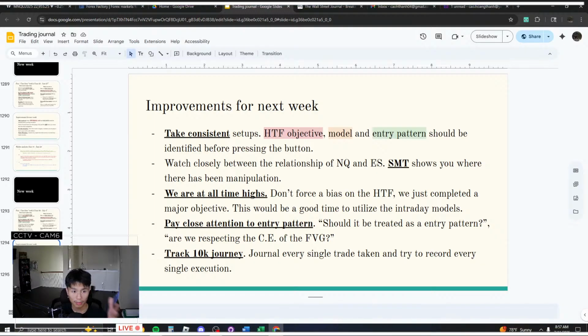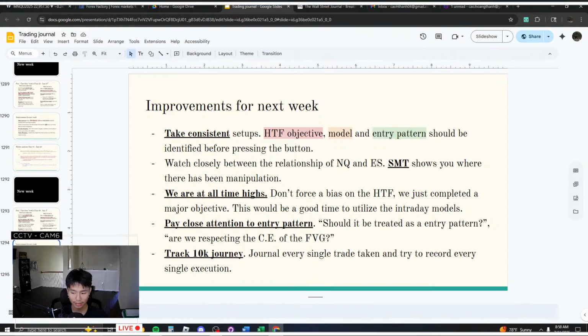And then to really summarize everything, take consistent setups. We are at new all-time highs, so be patient. Don't force things to happen. Maybe utilize the intraday time frames, and don't force anything to happen. Don't expect a really large move higher or lower on the higher time frames. You want to pay really close attention to the entry pattern. The entry pattern tells you a lot of information. I'll go over that later.